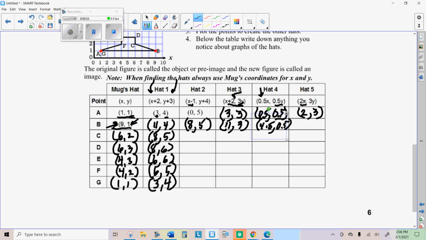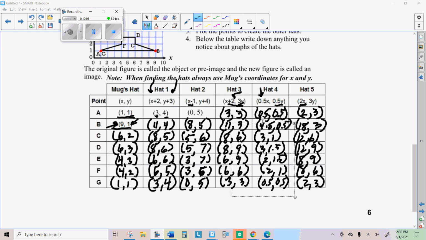And in the last one, we're going to double x. So 2 times 9 is 18. And we're going to triple y. 1 times 3 is 3. All right, you go ahead and fill in the rest. Check back, make sure you got them all right. All right, check your work there. And then you're going to go ahead and draw all these new hats on the grids on the next page. And we're going to talk about what happens to them.